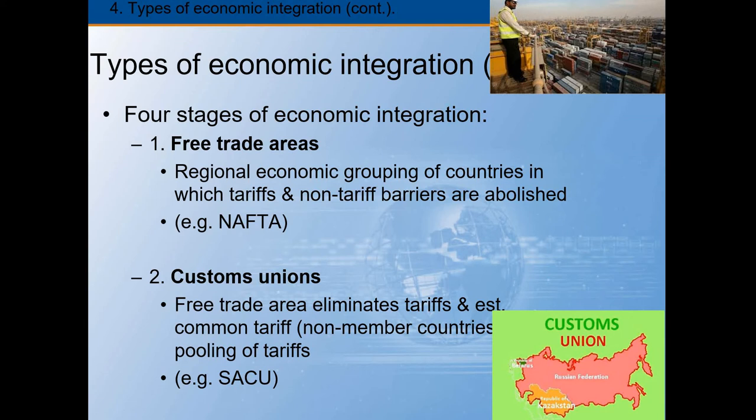So regional economic grouping of countries in which tariffs and non-tariff barriers are abolished. Example of this is NAFTA, which is the North American Free Trade Association, which basically means that goods and services can move across the borders between, in this instance, the United States, America, and Canada, with little restrictions. So they're not taxed when these goods move across borders, and there's not a whole lot of restrictions, and you don't need permits to move these goods across the borders, etc.